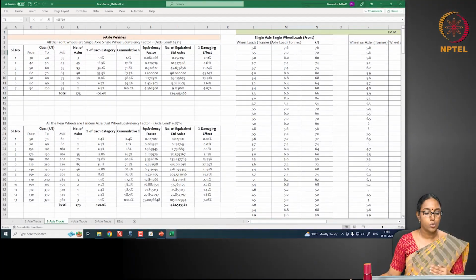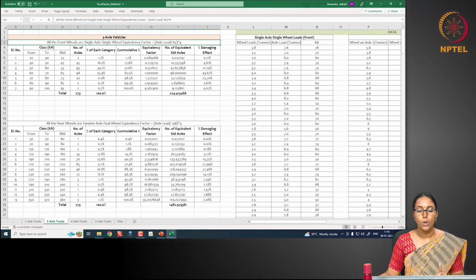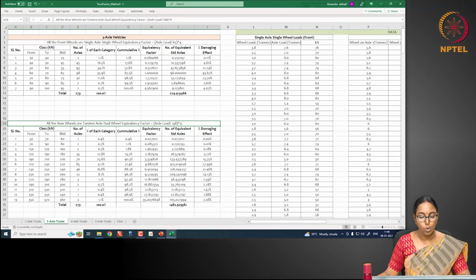So again, this truck has 2 classes of axles. The first is the front axle, which is a single axle single wheel with the standard load of 65 kilonewton, so the equivalency factor can be calculated as axle load by 65 raised to 4, whereas in the rear you have the tandem axle where the standard load is 148. I hope you remember this from the IRC code we have mentioned. So for the tandem axle, you get the equivalency factor as axle load divided by 148 raised to 4. Again, the frequency is put into the load groups.